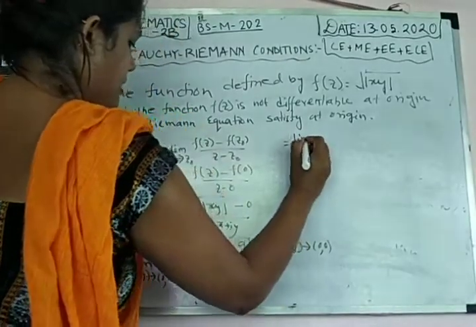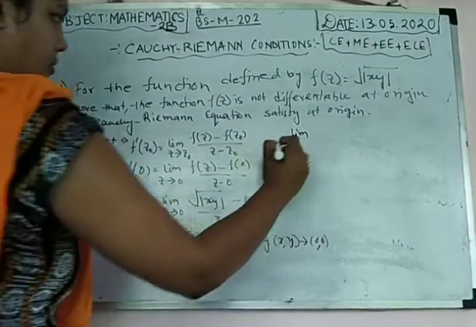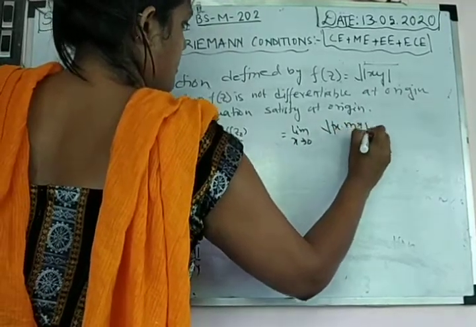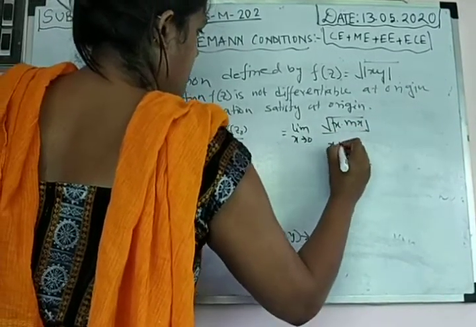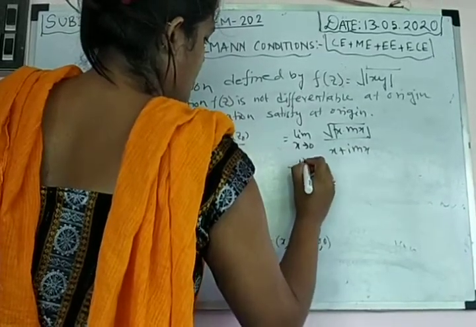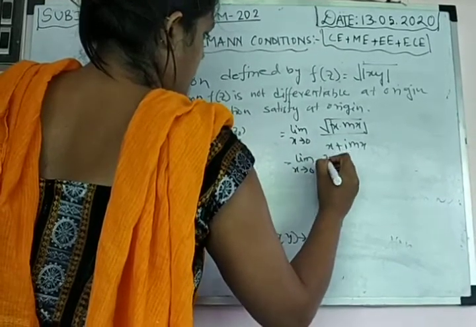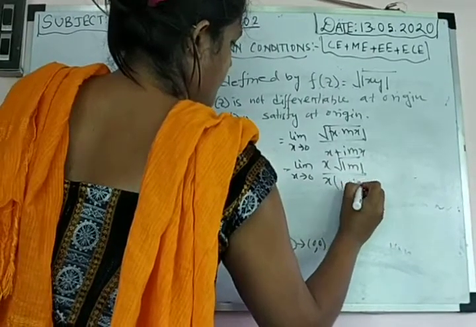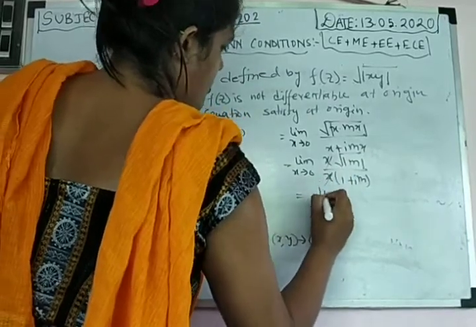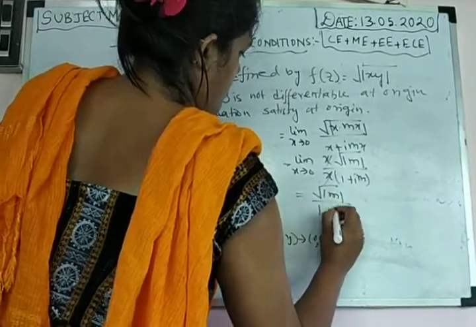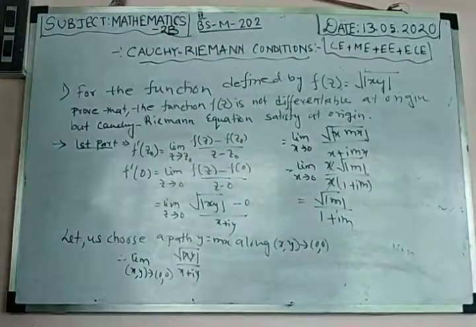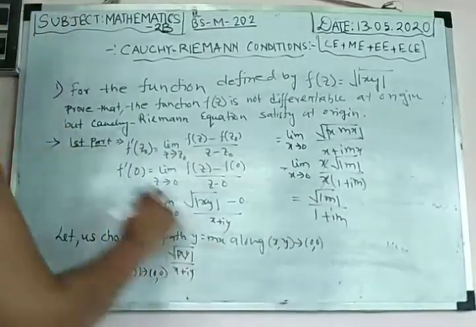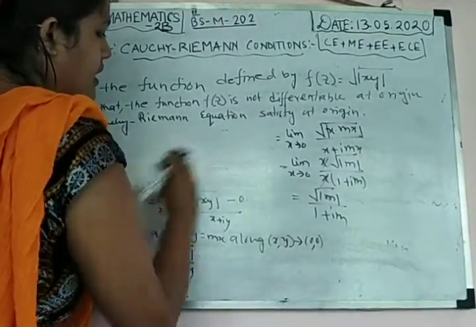equals the limit with y equals mx, so the limit as x tends to 0 of root over mod x into mx by x plus i mx, which equals the limit as x tends to 0 of x squared, so only root over mod m by 1 plus i m. This is our limit value. So the limit value depends on m. So that's why differentiability obviously does not exist.